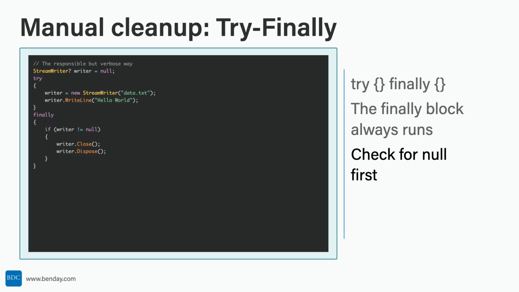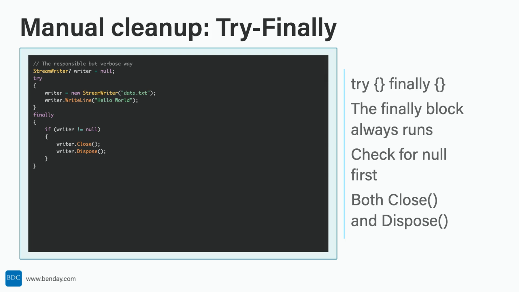Anyway, if the variable isn't null, we can run cleanup on it. The close method flushes any unwritten bytes to the file and then closes the file. Then you call dispose, and that notifies the stream writer that we're done and that it can clean up anything else it might have hanging around. So this all works and it's what needs to happen. But this is also a lot of work.